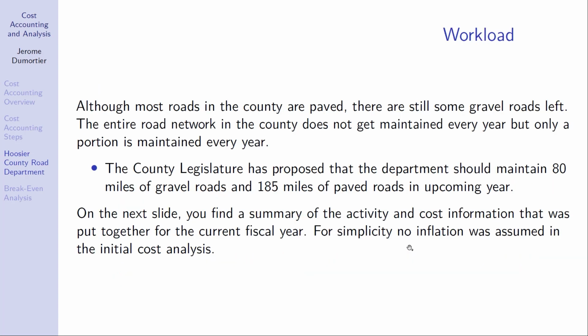Here, in this particular case, we have two different types of road in the county: some paved roads, but also some gravel roads that are left. In this case, we think about maintaining 80 miles of gravel road and 185 miles of paved road.